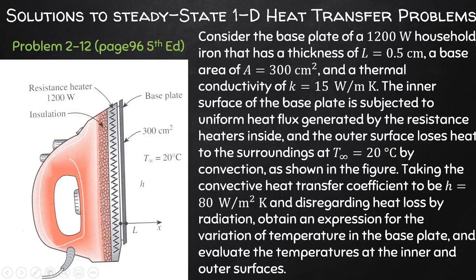So let us turn to our textbook and look at a more in-depth problem. This is problem 2-12, and this is on page 96 of the 5th edition of our textbook. Right, so once you've read the problem statement very clearly, go over it again and identify all the useful bits of information that are present. So also take note that there may be more than one question that is being asked. And look out also for simplifications that are already given to you. For example, disregard heat loss by radiation.